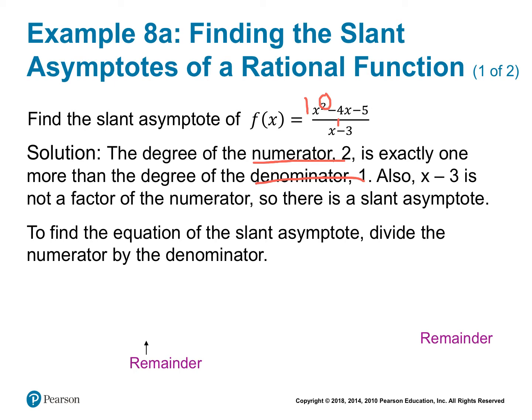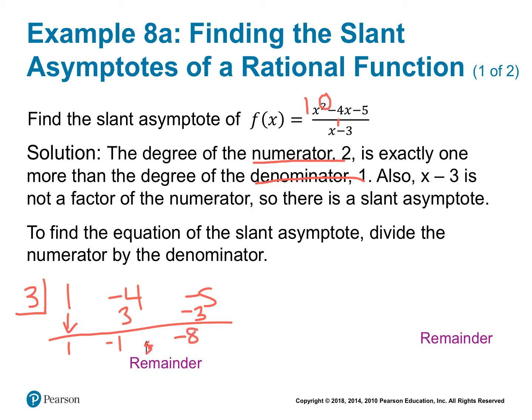Remember when we do our synthetic division, it's always a minus something, so we're going to just put the 3 there, and then we have a 1, a -4, and a -5 in the numerator. And then we bring down the 1. That gives you 3. -4 plus 3 is -1. 3 times -1 is -3. So our remainder is -8.